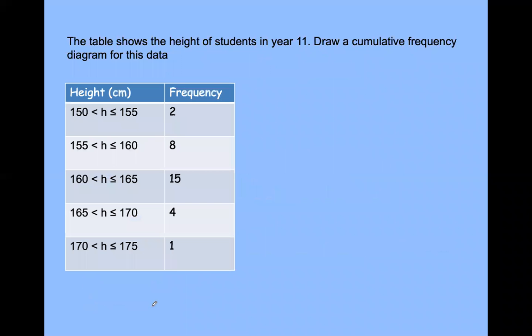So let's have a look at one example. This table shows the height of students in year 11. Draw a cumulative frequency diagram for the data.